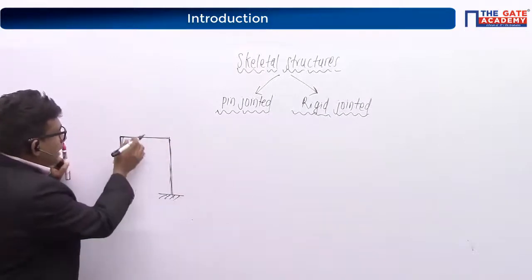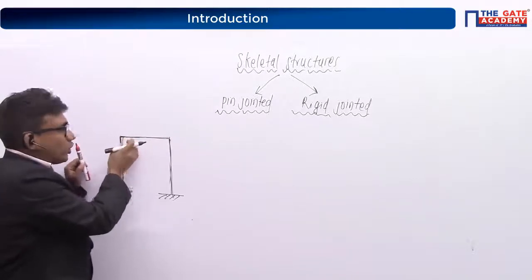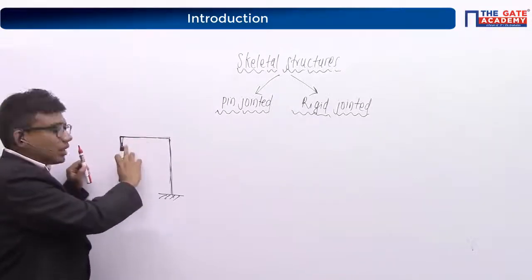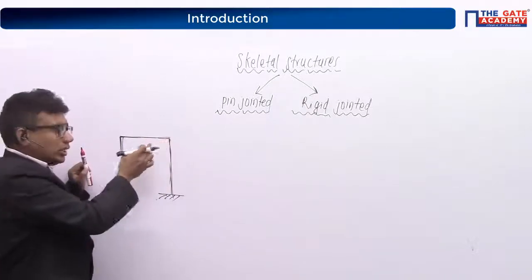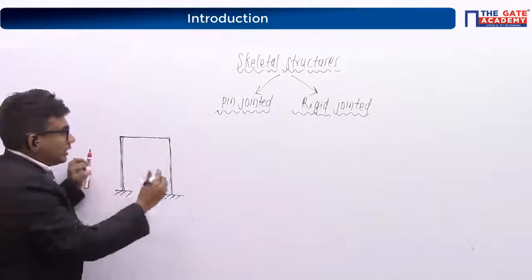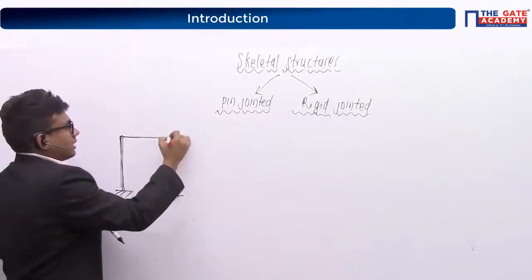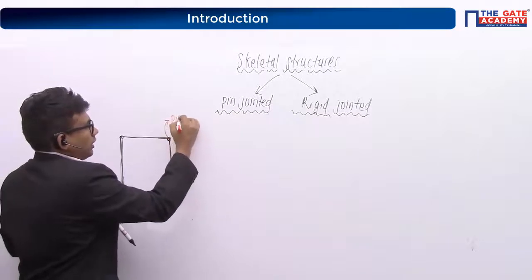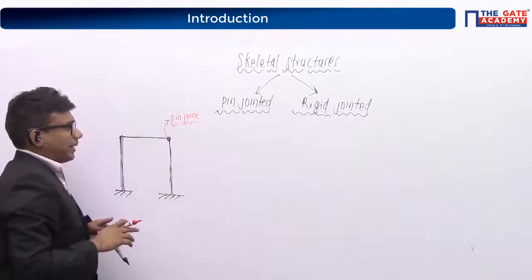This beam is connected to this column at this joint. Here also this column is meeting with this beam at this joint. So some joints are there, correct? See, I am considering these as pin joints. I am talking about the pin joint now. This is my pin joint.